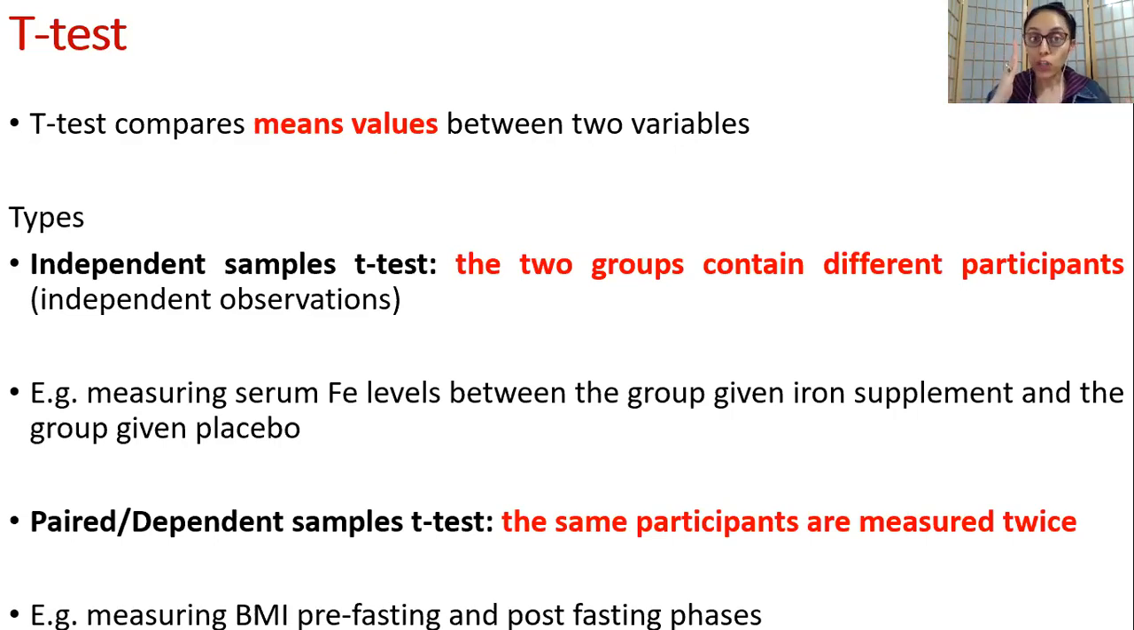So for you to use the term significantly different or significantly not different, you need to do a test, and that test is your t-test. The t-test is used when you have two variables. Everything we are talking about today needs to have two variables. In a t-test, you are comparing the average values, the mean values.